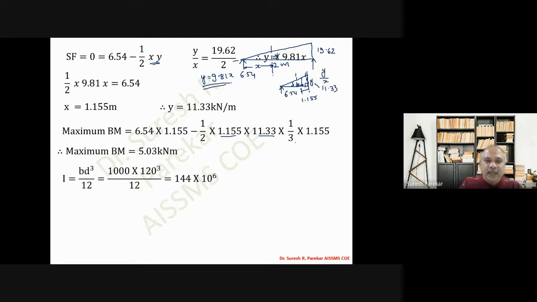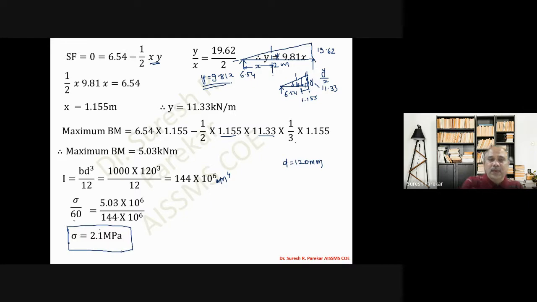I we know is b d cube by 12. b is 1000, as unit width we have considered. t we have 120, so 120 cube by 12 comes 144 into 10 raised to 6 millimeter to the power 4. Then substitute the value in sigma by y, because d we have 120, so y we will get half of this, and that will be 60 millimeters. So M by I, and from this we will get sigma equal to 2.1 MPa. So the maximum bending stress we have is 2.1 MPa.